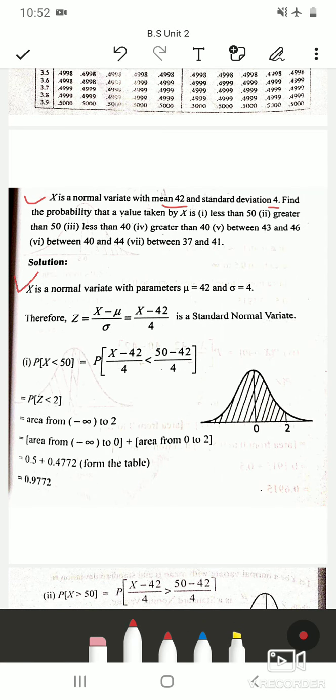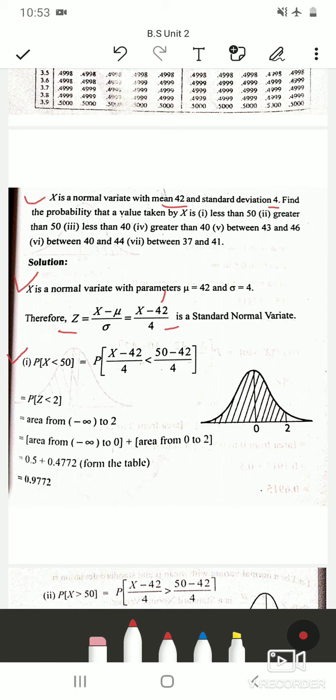First, x is a normal variate with parameters mu and sigma, it is given. To find this, we have to convert the given normal variate to a standard normal variate. We know the standard normal variate is denoted by z. To get z, what you have to do is, for x, subtract the mean and divide by the standard deviation. That is what is done over here. So substitute the values of mu and sigma. Therefore z is a standard normal variate.